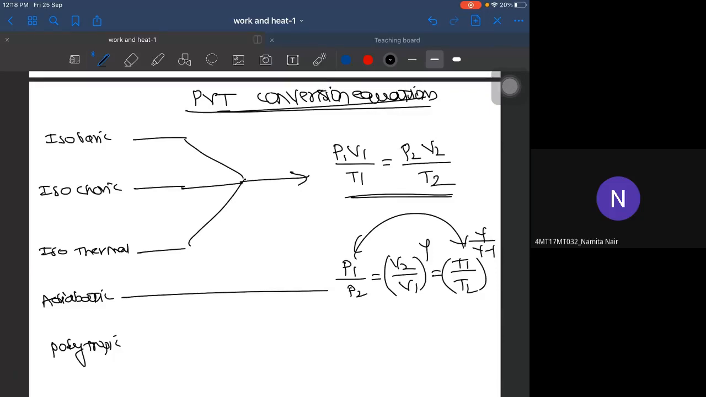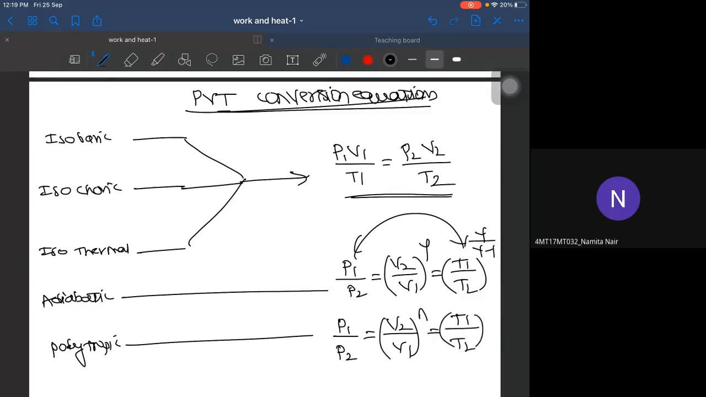The same goes with the polytropic process also. I told you, you have to replace gamma with n. So it is P1 by P2 is equal to V2 by V1 whole to the power of n, that is equal to T1 by T2 whole to the power of n divided by n minus 1. Okay, so this is the temperature, pressure, volume conversion equation, that is the PVT conversion equation for a polytropic process. Okay, Ramdas.